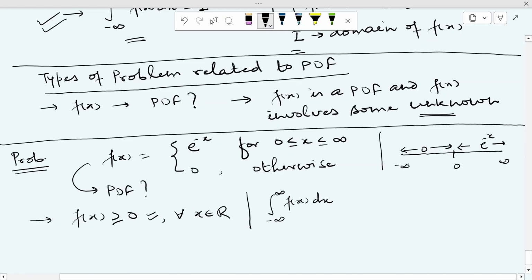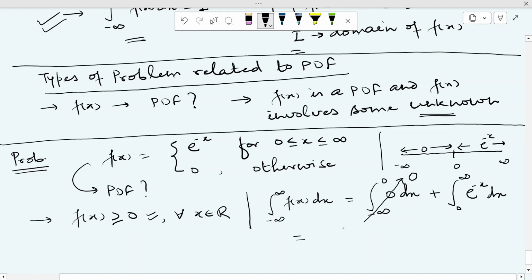Now this integral, because this function is defined in parts, from minus infinity to 0 it has one type of definition, and from 0 to infinity it has another type of definition. So you can break this as minus infinity to 0, where it is 0, and from 0 to infinity, e to the power minus x dx. Because the function is 0 on the first part, the value of that integral is 0.